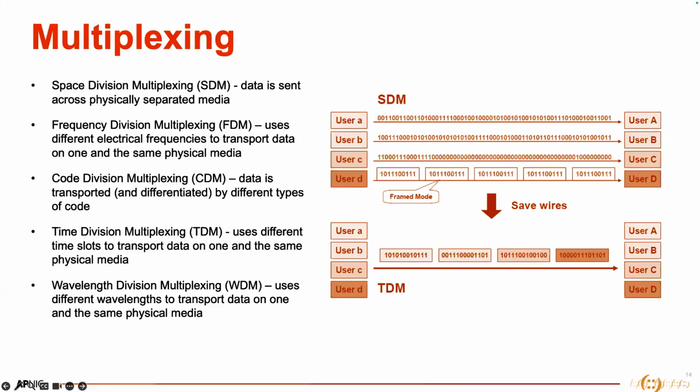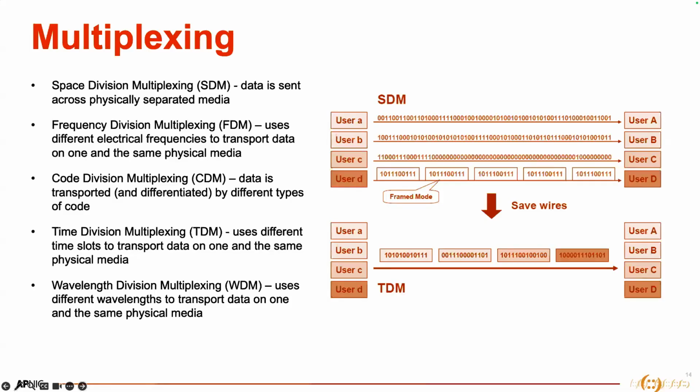For wavelength division multiplexing, it's about the wavelength. So what happens? User A, user B, user C, user D, they have different wavelengths of data. Just for example, maybe one of them is sending red, one of them is sending yellow, one of them is sending green, one of them is sending blue. At the receiver end, they will be treated based on the color.